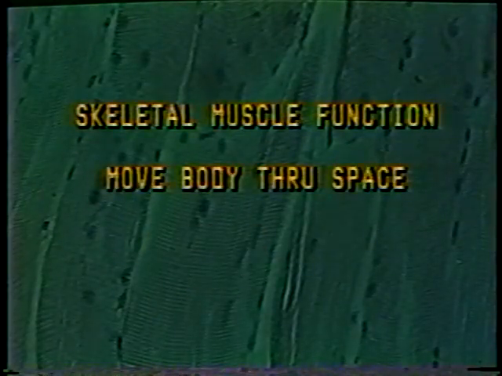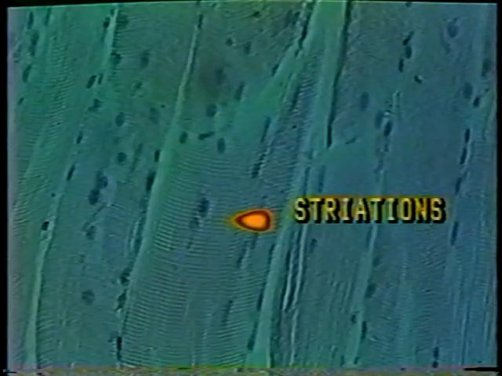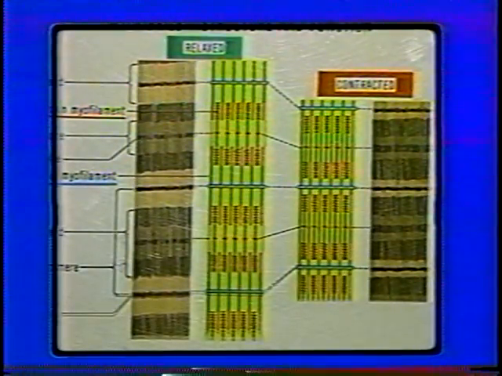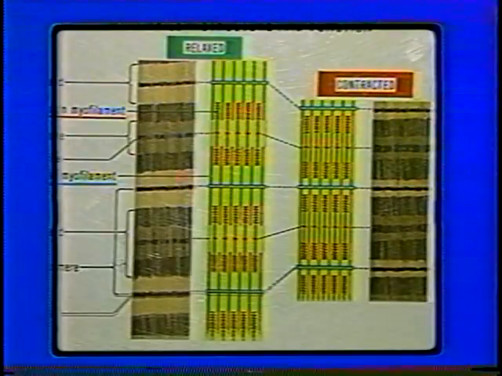Skeletal muscle is attached to bones and functions to move the body through space. This low-power view of skeletal muscle shows that it has a striated or striped appearance. This is due to the arrangement of tiny filaments located within the cell. The following diagram shows how these filaments form the dark and light bands in the cell.